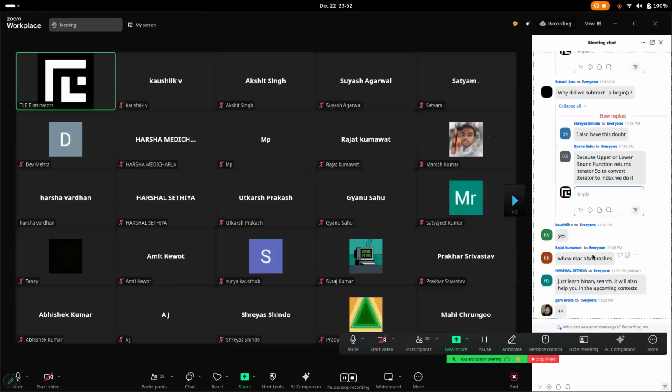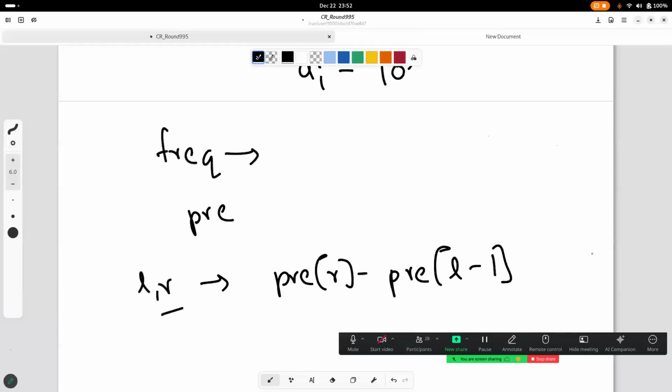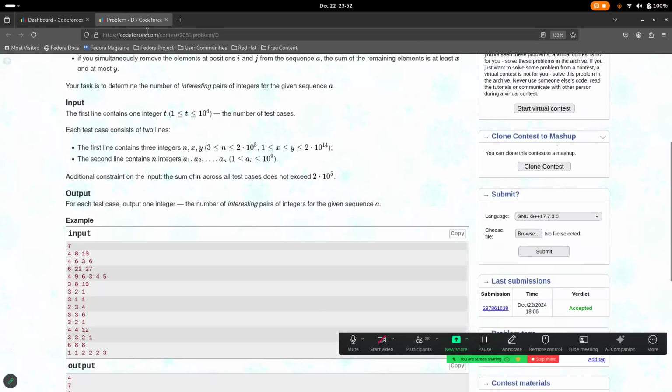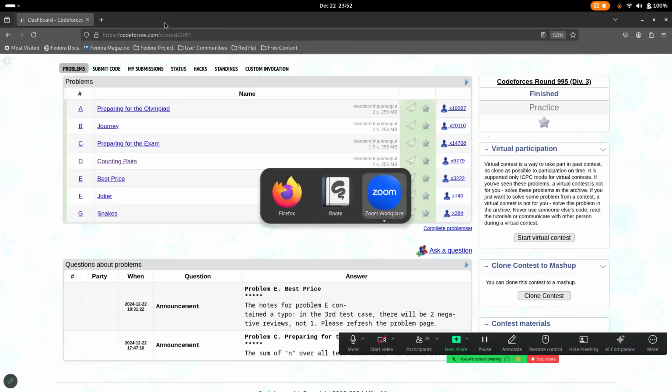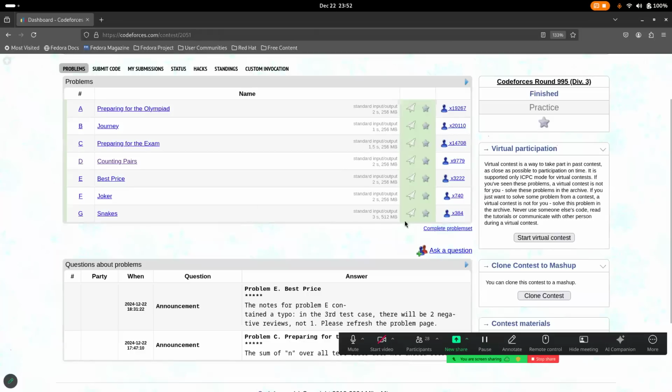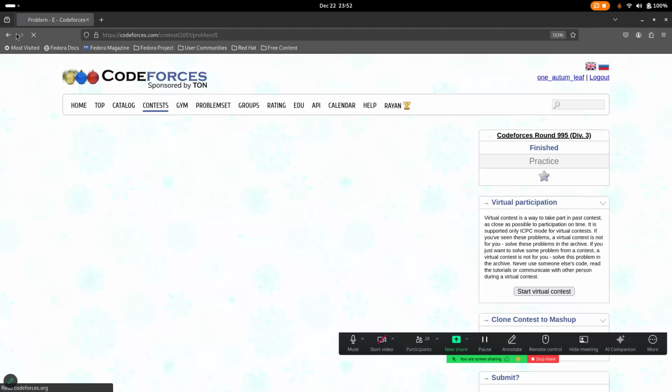Binary search is pretty important, especially in Div 2 D. So that was overall problem D. Any more doubts for problem D? Okay, I think we can move to problem E. Just a second.